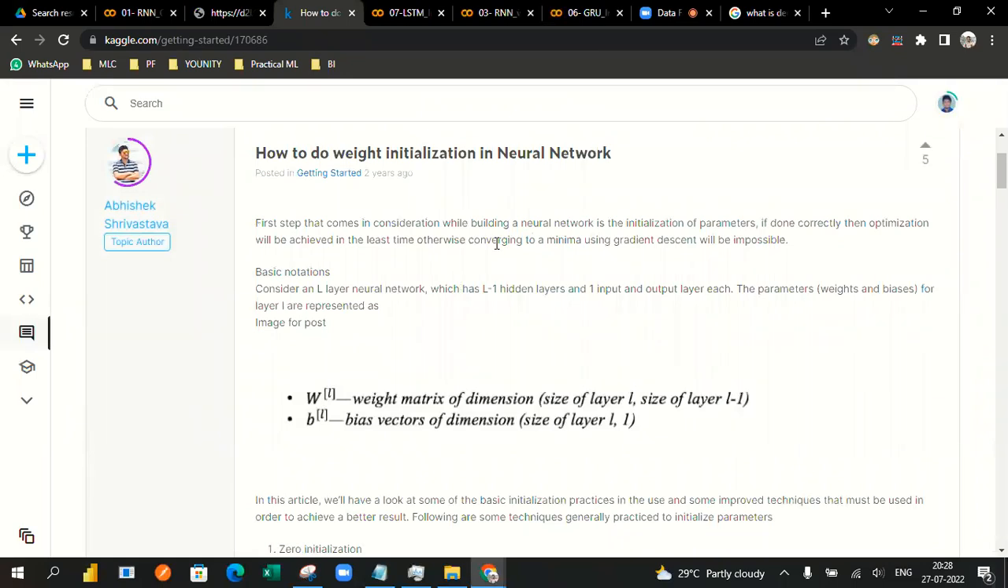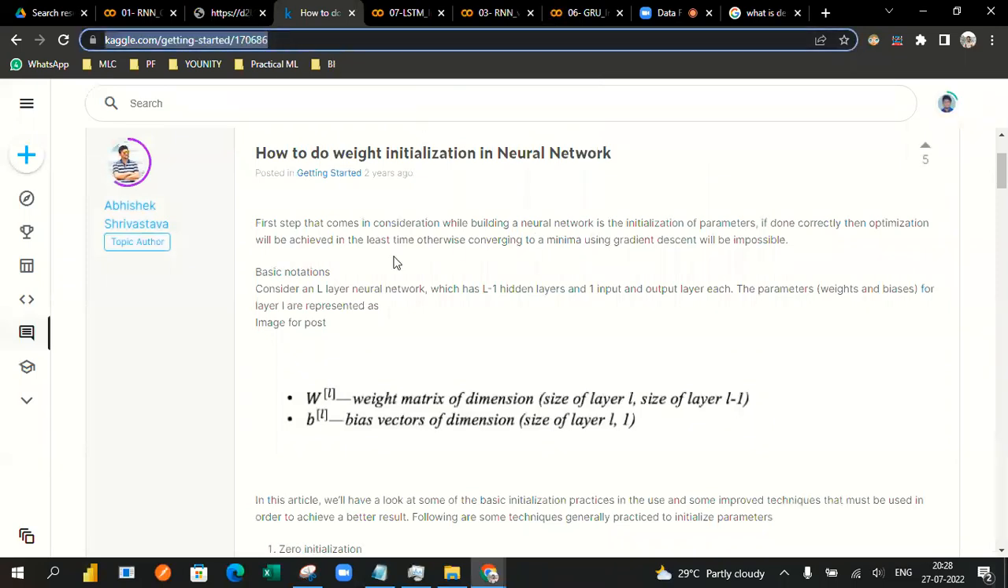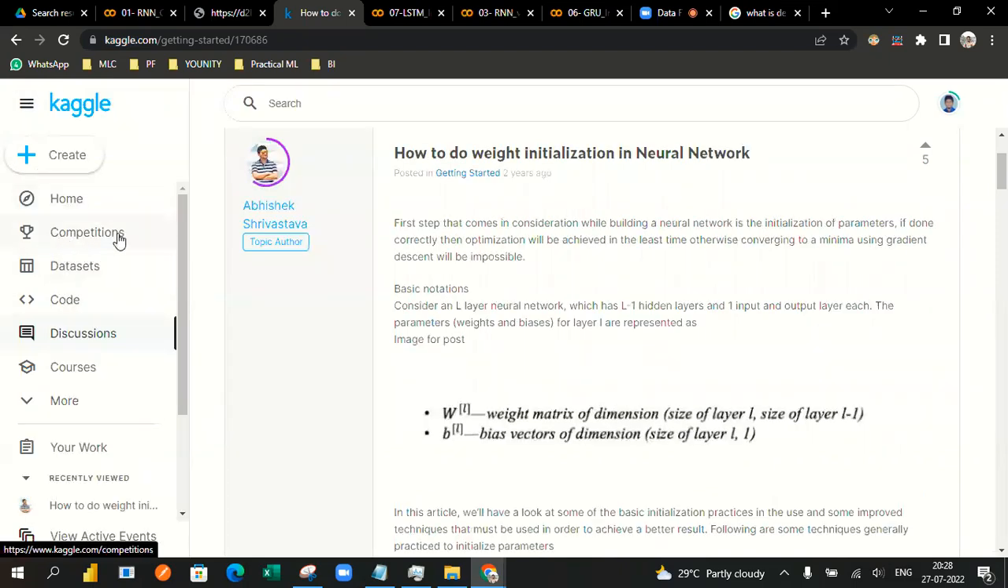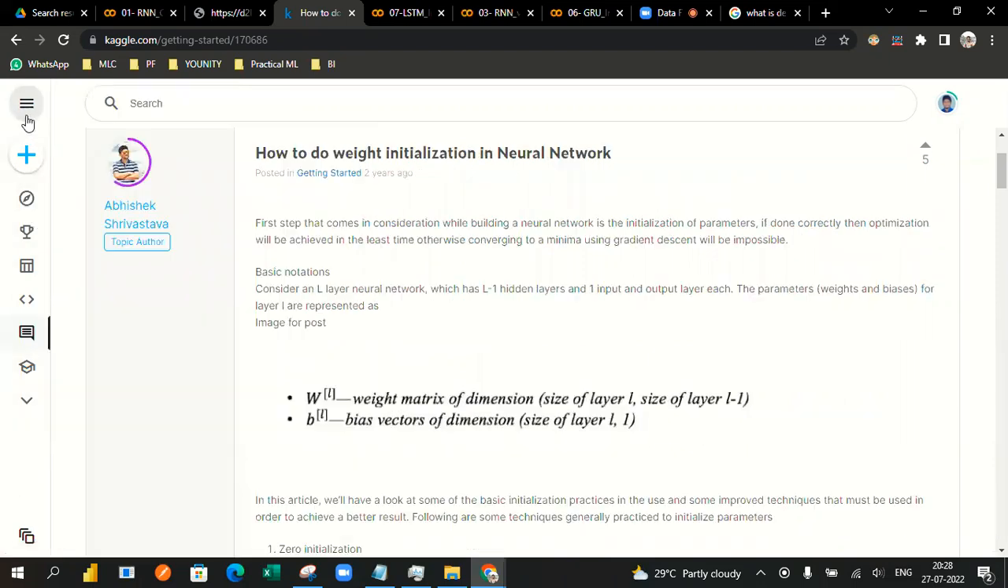So I'm on a page of Kaggle. Kaggle is a very beautiful resource, I can say. I also prefer to learn many things from Kaggle. If you are not aware of Kaggle, it is very good for data science and machine learning concepts. You can log in, and on the Kaggle website you can see competitions, data sets, code, discussion. So many things are there. You can even learn from different persons. So I'm also on the page of some person who has written very brilliantly how to initialize neural networks.